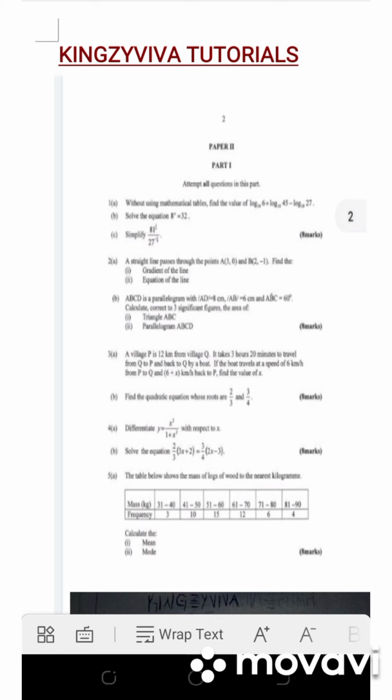Okay, so the first question here had to do with logarithm. It says, without using mathematical tables, find the value of log 6 to base 10 plus log 45 to base 10 minus log 27 to base 10. That's without using 4-figure tables. So find the log of that.